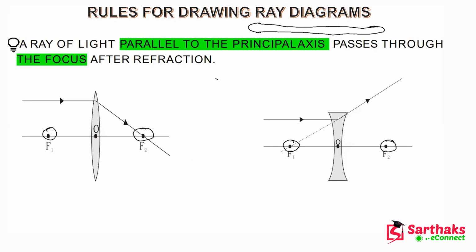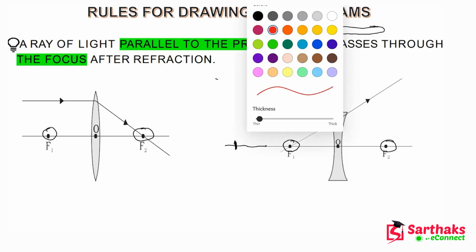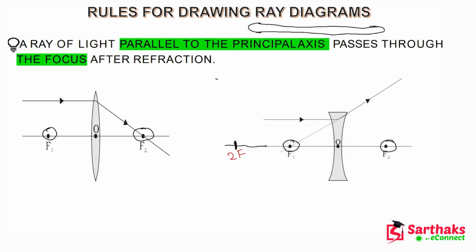There are two focus. And similarly, in the case of mirrors, there used to be a center. But here, there is no concept of center. We will write the center as 2F. Here a center will be written as 2F2, and here 2F1. Okay, 2F1. So now, this is the first rule.